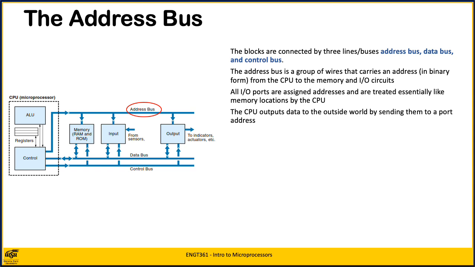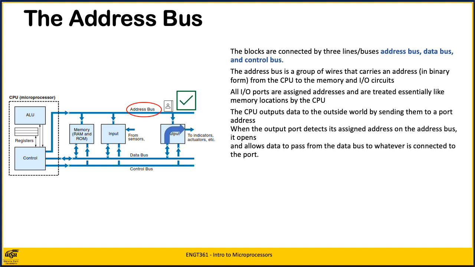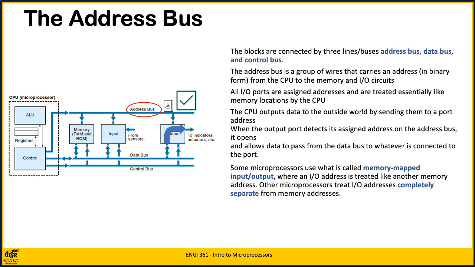The CPU outputs data to the outside world by sending them to a port address. When the circuitry of the designated output port detects its assigned address on the address bus, it opens and allows data to pass from the data bus to whatever is connected to the port. There are 2 ways that I/O addressing is done. Some microprocessors use what is called memory-mapped input-output, where the I/O address is treated just like another memory. Other microprocessors treat I/O addresses completely separate from memory addresses.